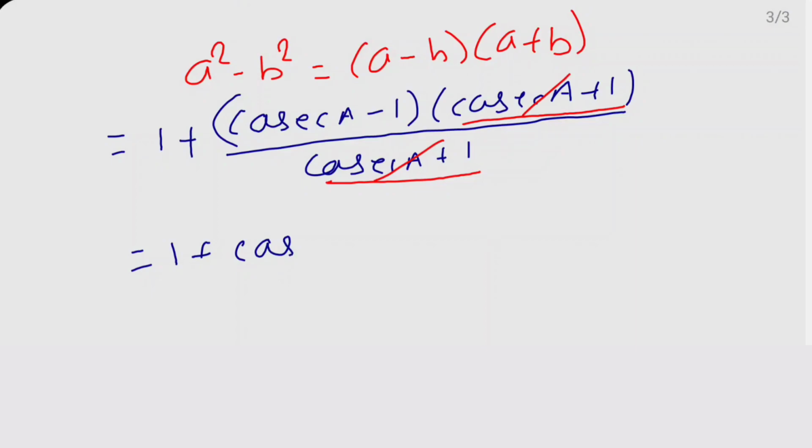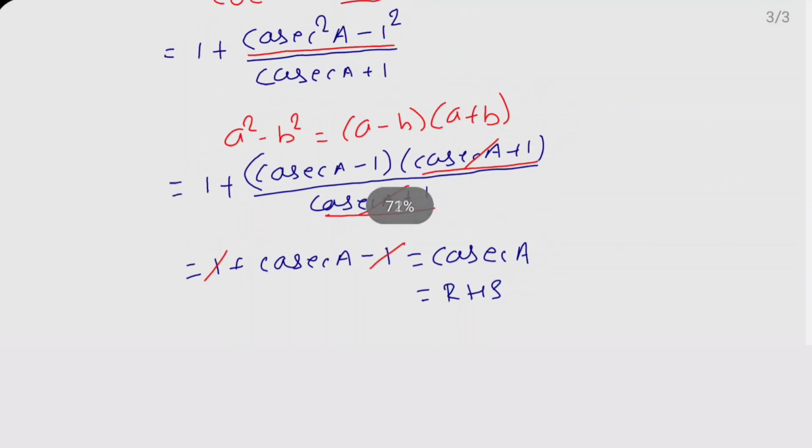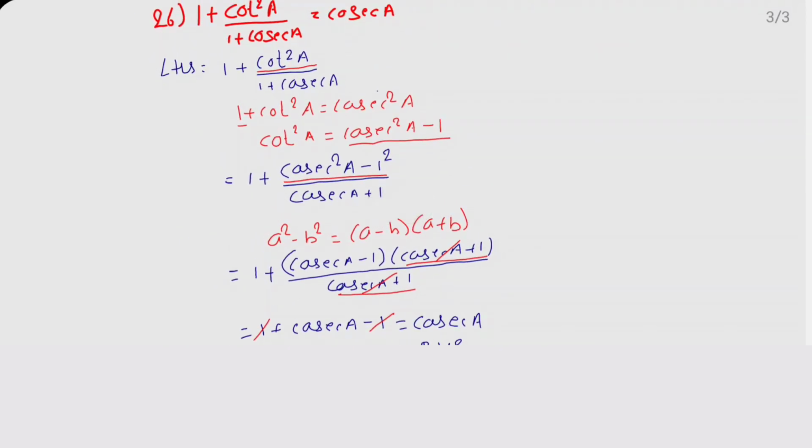So now write down the remaining terms: 1 plus cosec A minus 1, and now here plus 1 minus 1 get cancelled. So remaining cosec A. So this is our RHS, hence proved. So see here, the given RHS is cosec A.